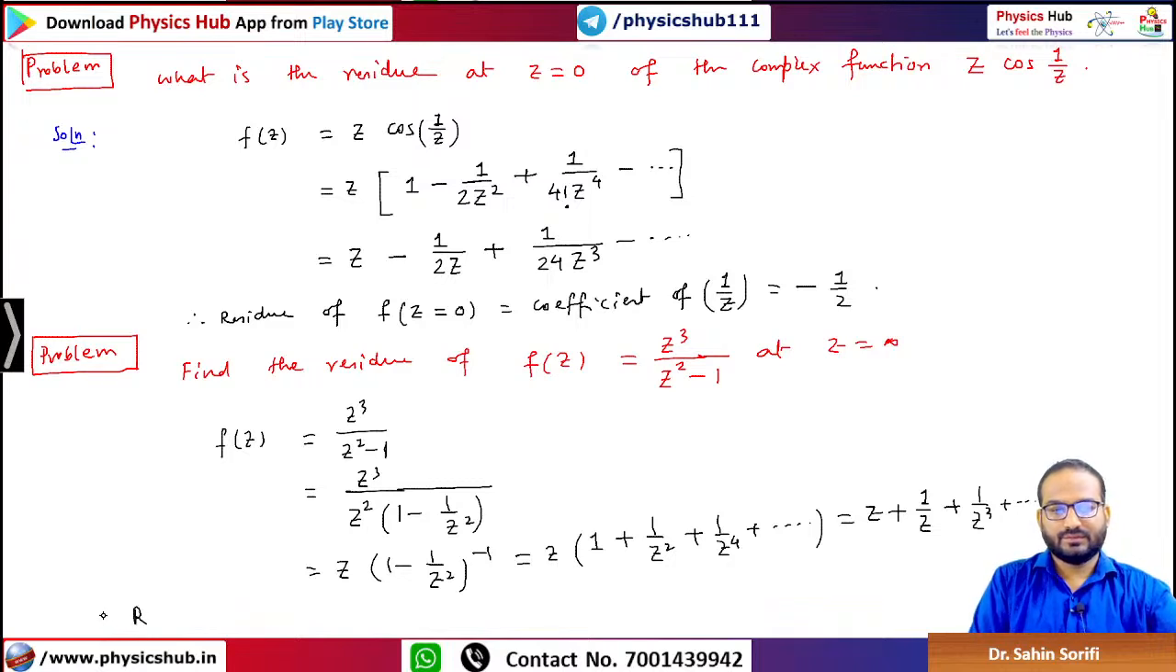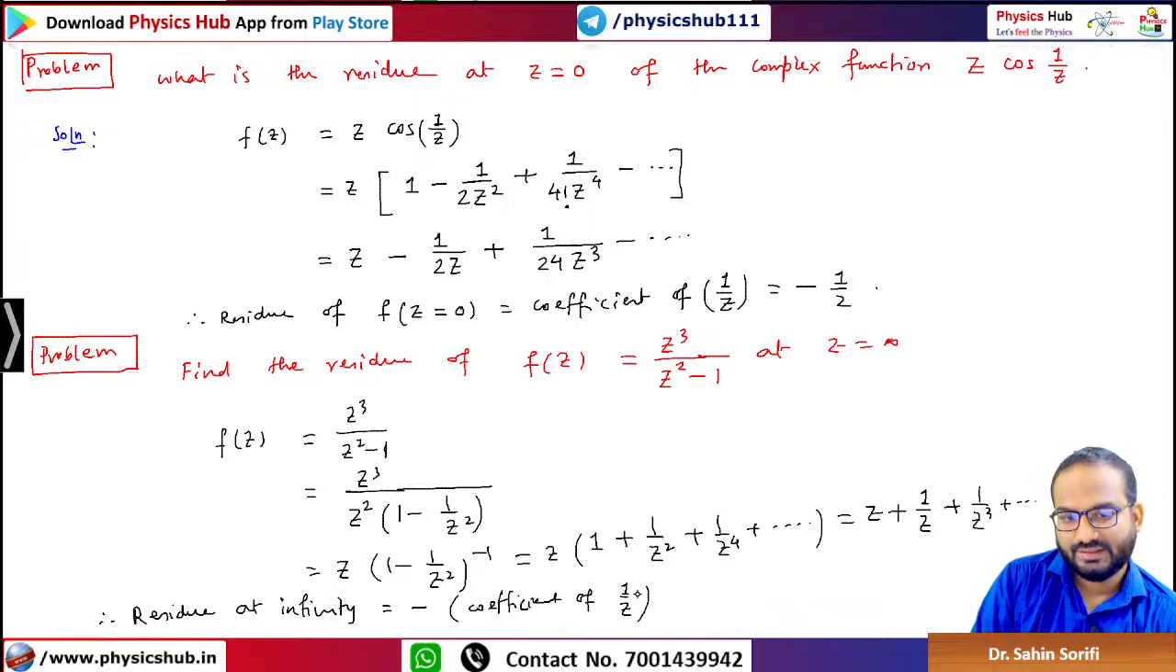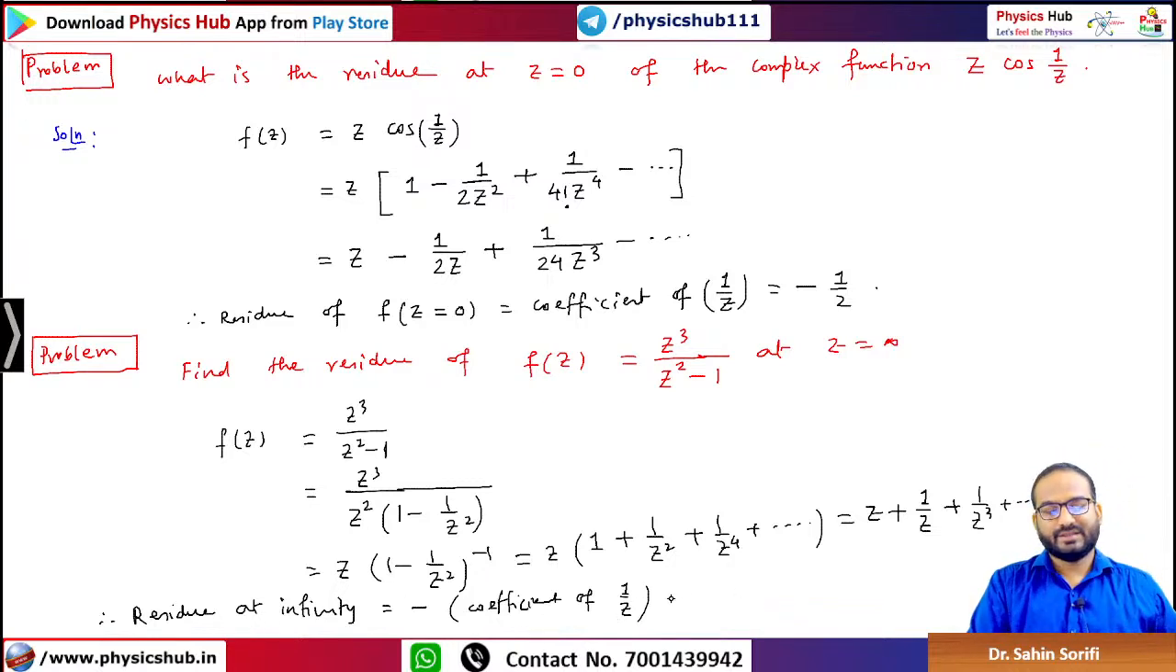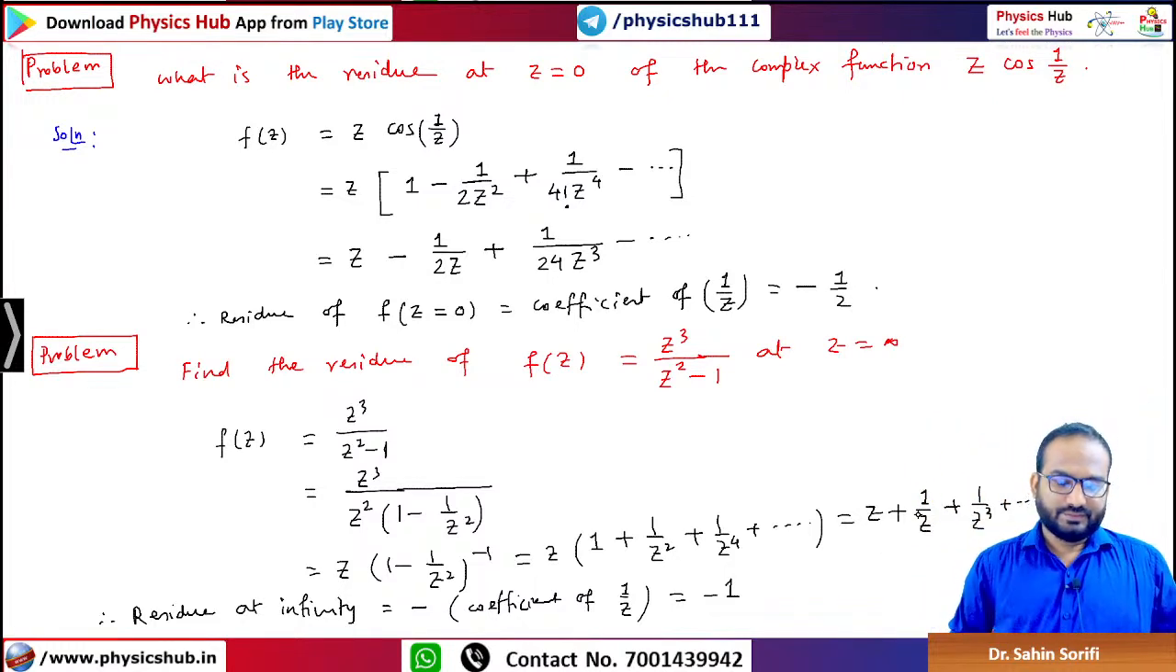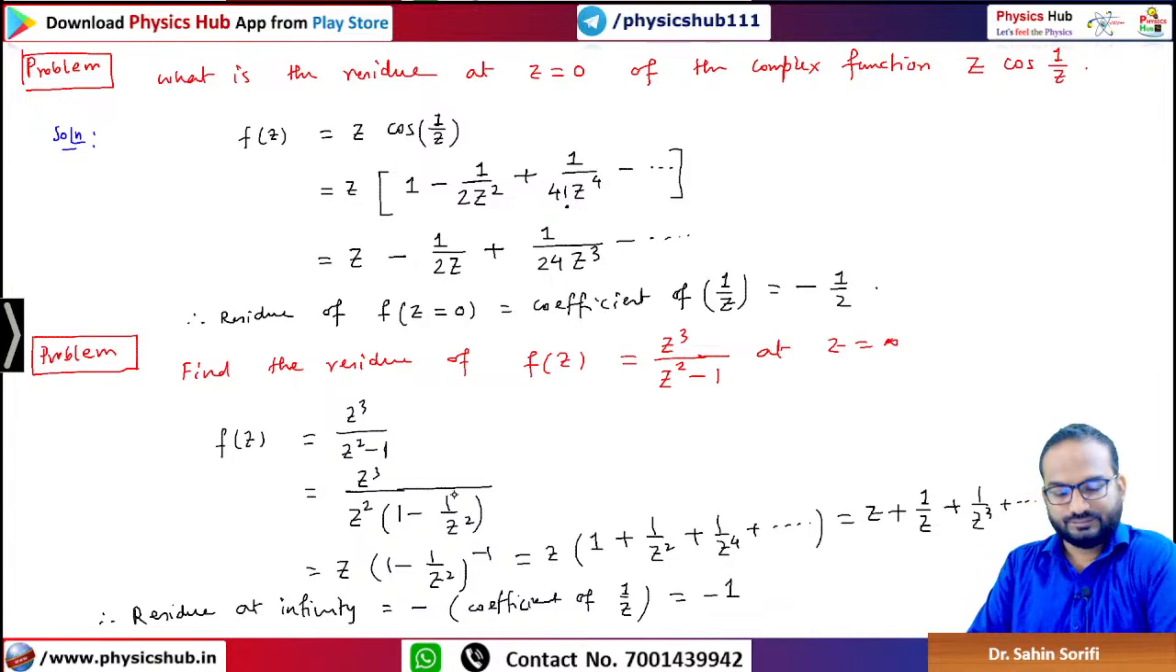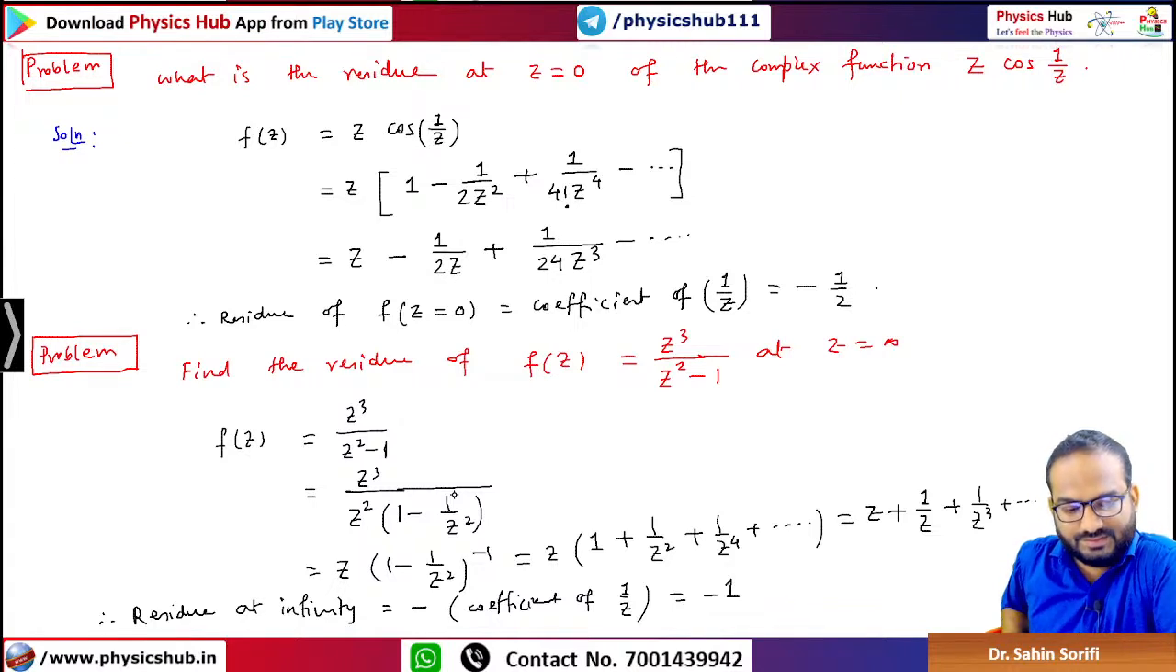So we can say that the residue at infinity equals minus of the coefficient of 1 by z. Because residue is equal to the coefficient of 1 by z, so residue at infinity will be minus of the coefficient of 1 by z. So it should be minus 1 because the coefficient of 1 by z is 1. Understood?